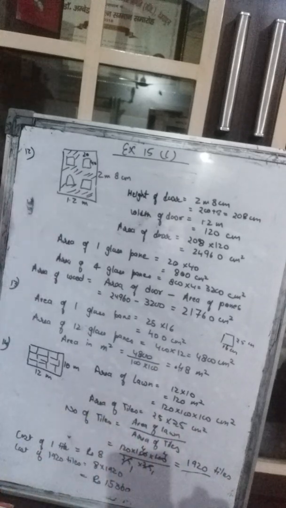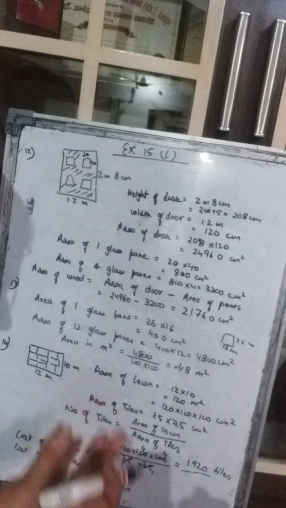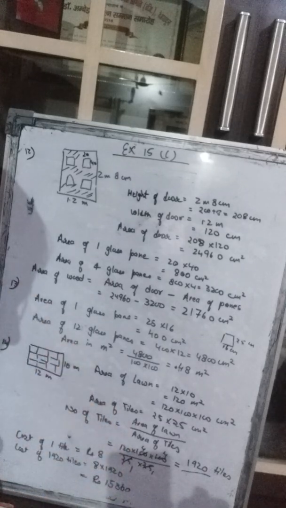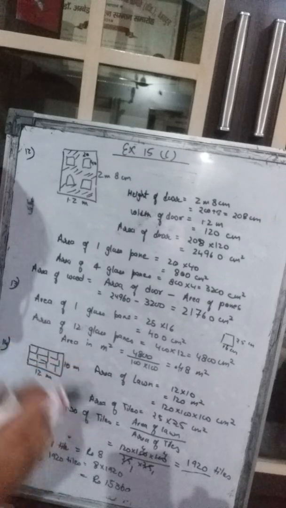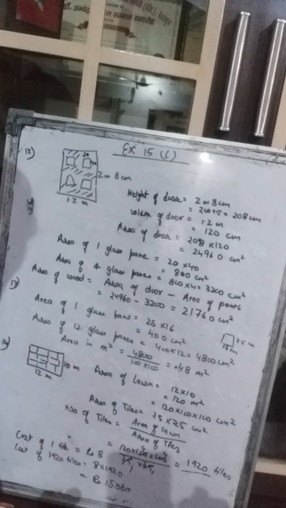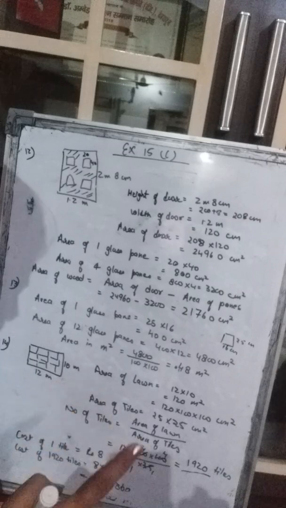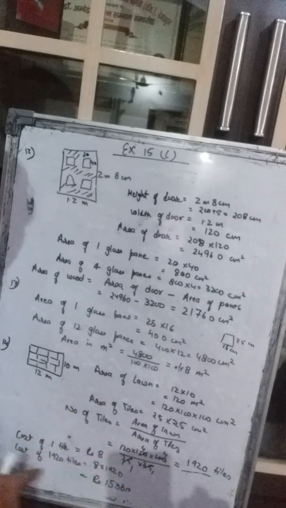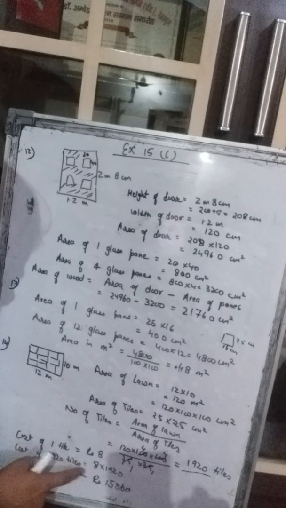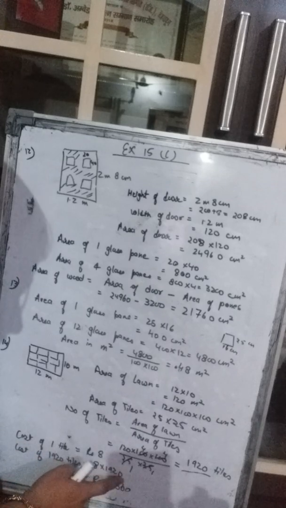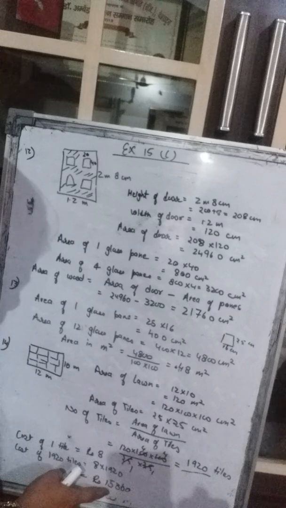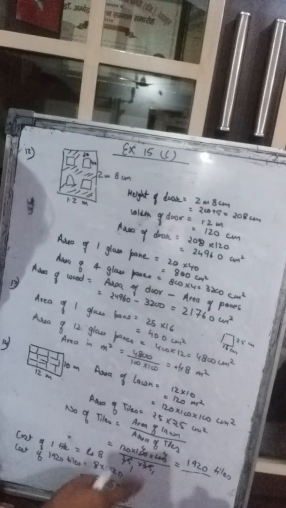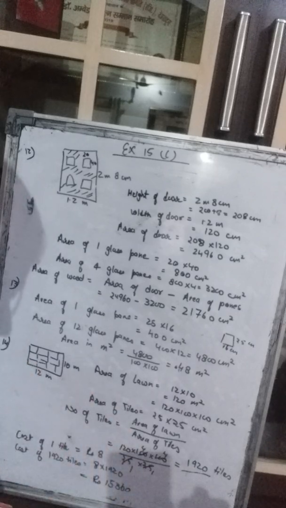Got it? Now they are also saying to find the total cost of the tiles at the rate of rupees 8 per tile. We have got the number of tiles. Now we have to find the cost of the tiles also. And what is the cost given to you? Rupees 8 per tile. That means cost of one tile is equal to rupees 8. So cost of 1920 tiles will be 8 into 1920. That gives you rupees 15,360. That is the total cost.